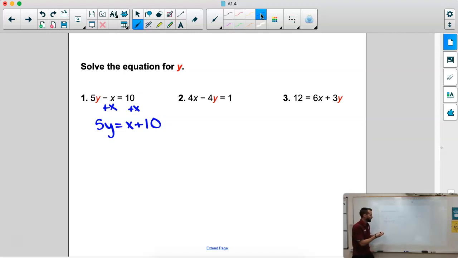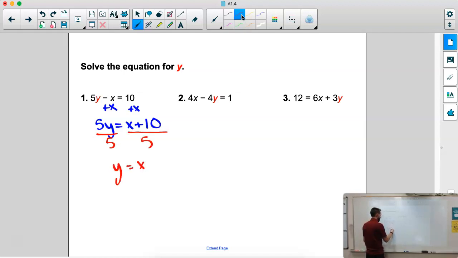Notice I'm not putting my 10 and my x together somehow as if they're one thing. Sometimes students will all of a sudden write, well, it's 1x plus 10, so that's 11x. No. This is x plus 10. And then I'm going to divide by 5 on both sides. Y equals x plus 10 divided by 5.